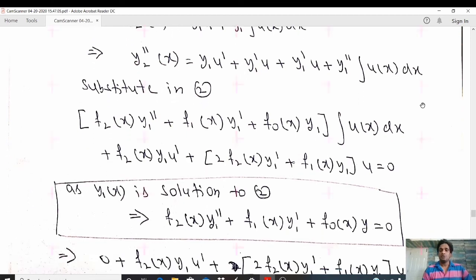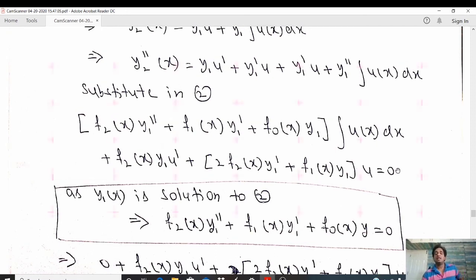All these values we are substituting into the equation. Then if I take common the integration of u(x) dx, this value we get: plus y1 u dash, plus 2 y1 dash plus y1 into u, equals.